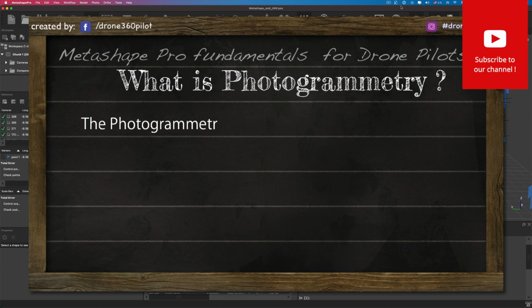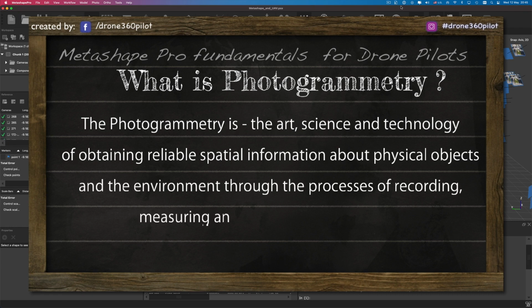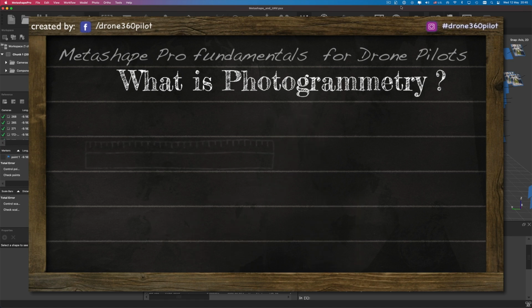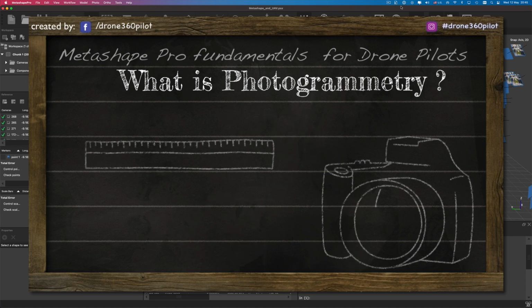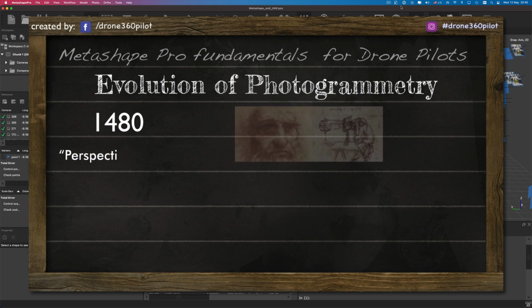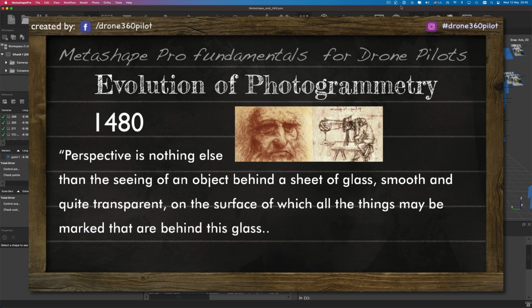Photogrammetry is the art, science and technology of obtaining reliable information about physical objects and the environment through the process of recording, measuring and interpreting image data. Okay, if this is a science, we should have a scientific background behind the idea of measuring by using photos. Well, how old is the idea and who was the first smart person? The concept was developed in 1480 when Leonardo da Vinci stated, "Perspective is nothing else than the seeing of an object behind a sheet of glass."